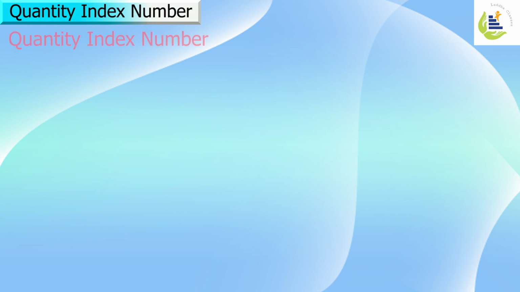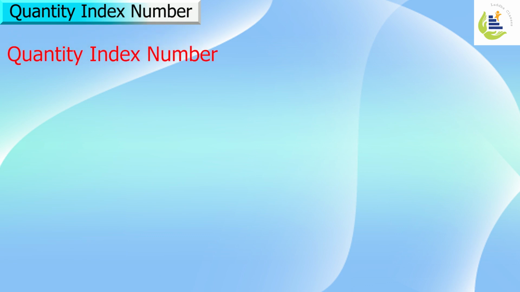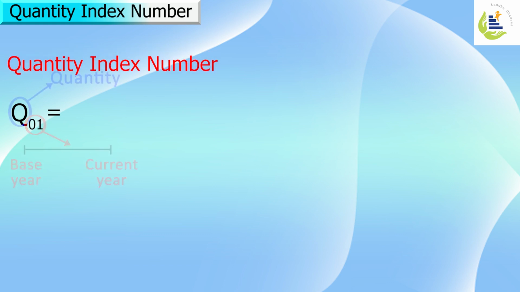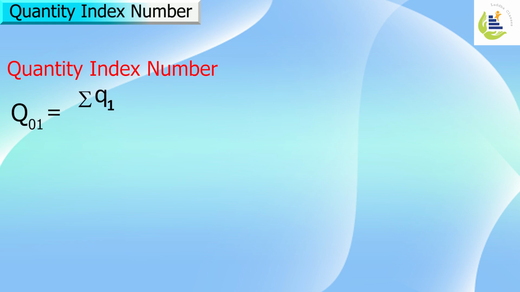The quantity index number, or simple aggregate quantity index number, is calculated as Q01 equals to, what is Q01? Q stands for quantity, 0 stands for base year, 1 stands for current year. So quantity index number from base year to current year is summation of Q1 over summation of Q0 into 100.